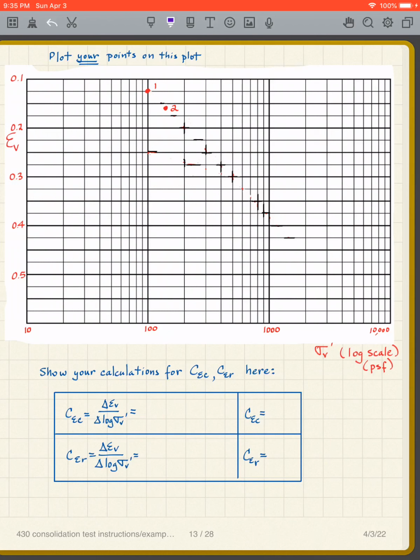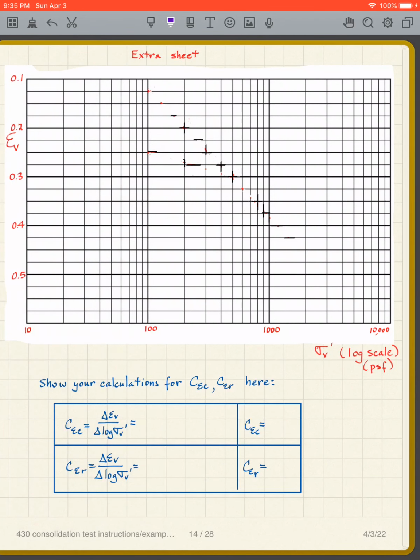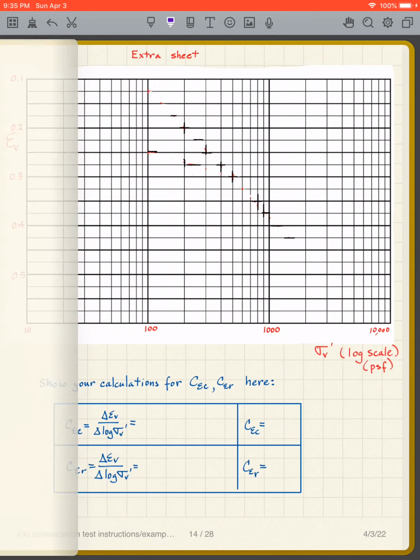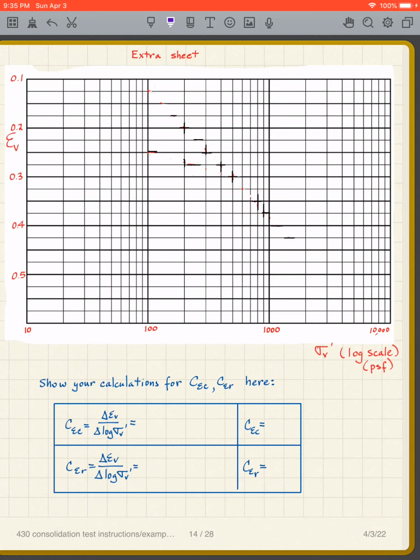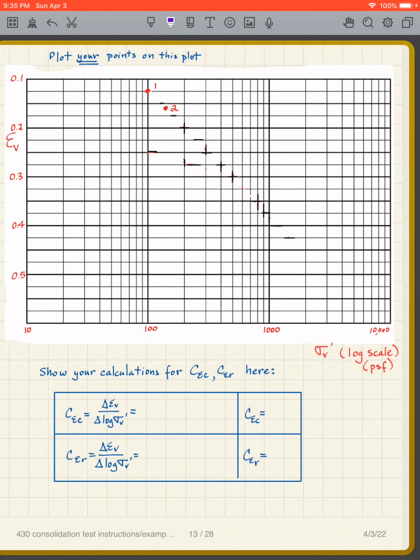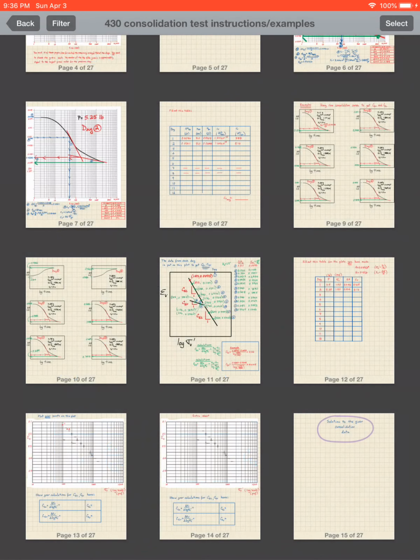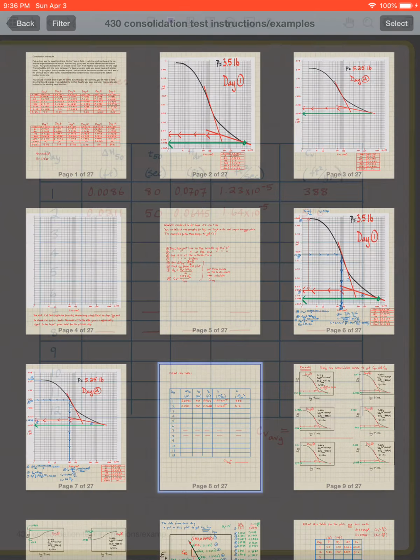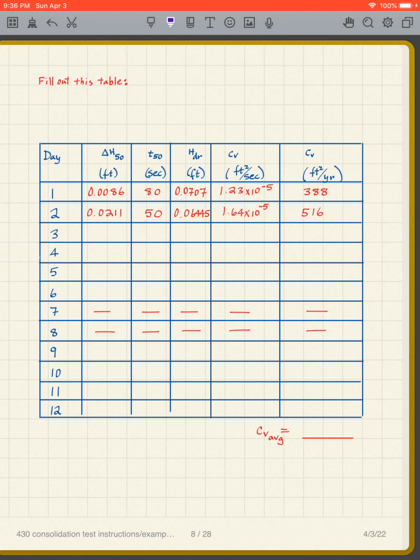So that is, this is an extra sheet. You can use this if you mess up, or if you have other data. I've already put 2 points on this data. And so your end result is, you've got to fill this out. You've got to do these plots, and for this one, and you've got to fill out the other table. For the other one, you've got to fill out this one, and that's the assignment. Okay.